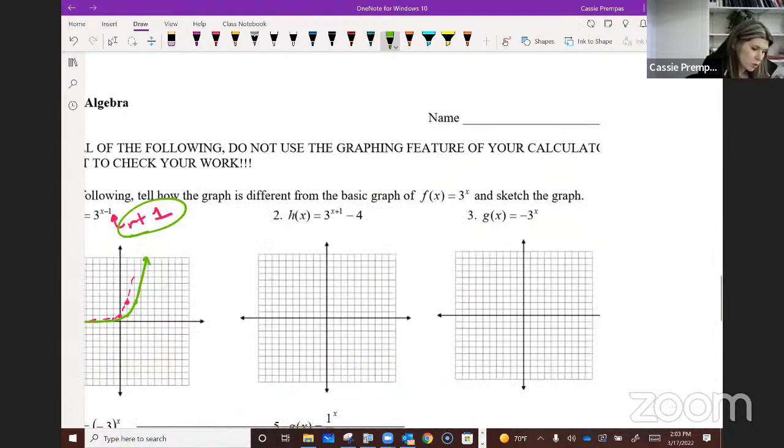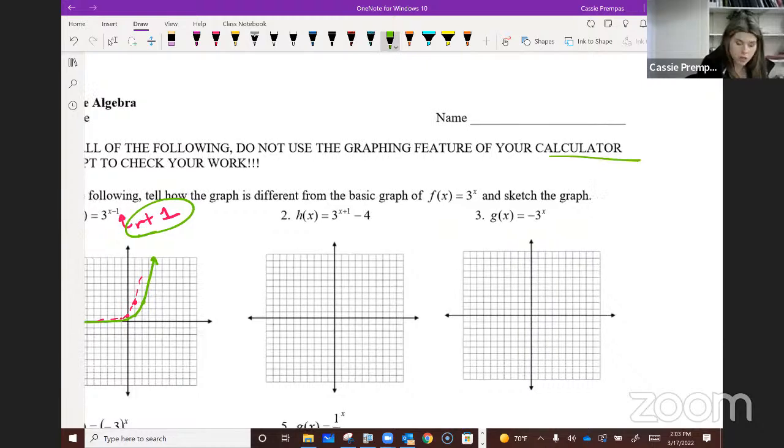We just had to sketch the graph. Do not use your calculator, whereas the other ones you could have checked on your calculator.